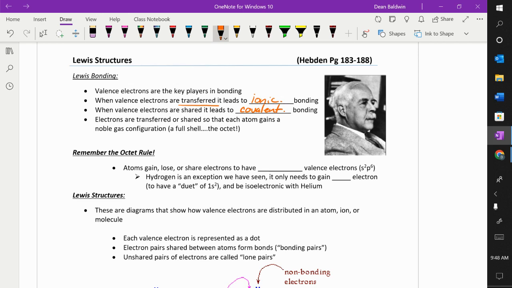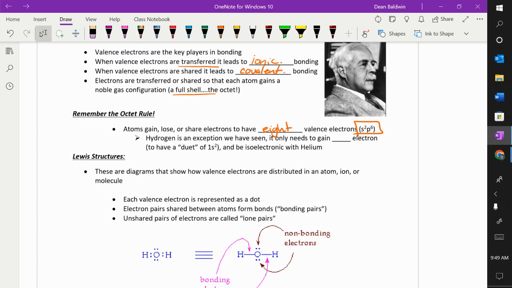All right. And why do we do this? What does every atom want to be on the periodic table? It wants to be a noble gas. That's the full shell, or the octet rule that you learned. That's to have 8 valence electrons. That's the s2p6, so you filled the s orbital and the p orbital. That's what everybody wants to be.